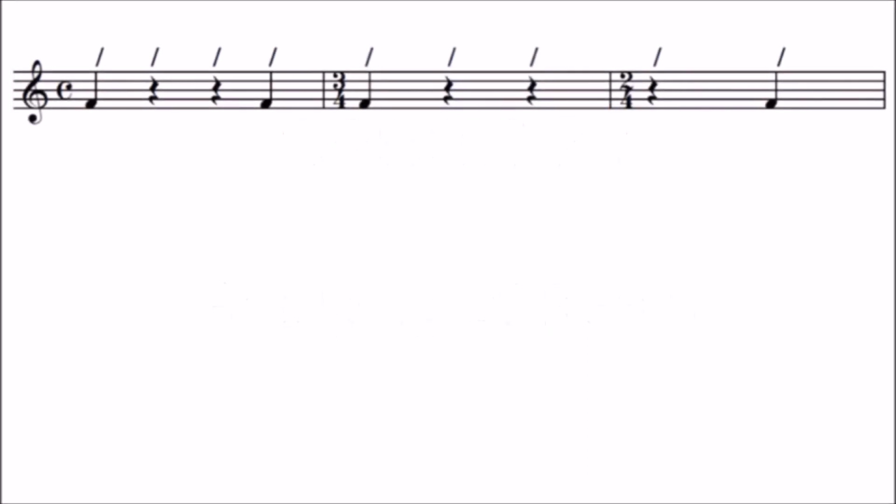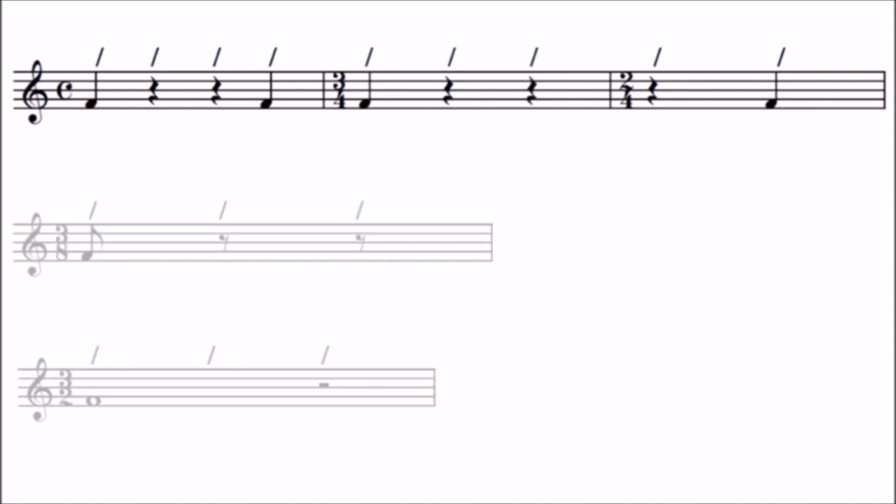As with the grouping of notes, rests also should be grouped a beat at a time. In these three bars, each time signature has a crotchet beat, and so the rests are grouped a crotchet at a time. The slashes you see here above the stave indicate where the beats are.